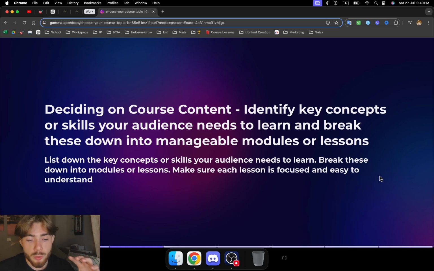So break this down into modules or lessons and make sure each lesson is focused and easy to understand, because you need to understand that people don't learn that easily. They need to have this information, they need to consume it, and then they need to put it into action, and that's how they learn. So yeah, hopefully that made some sense.